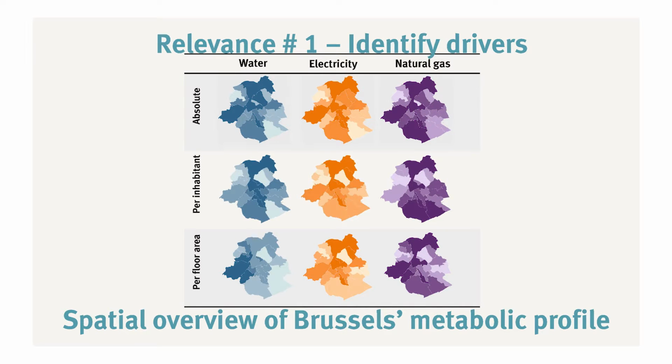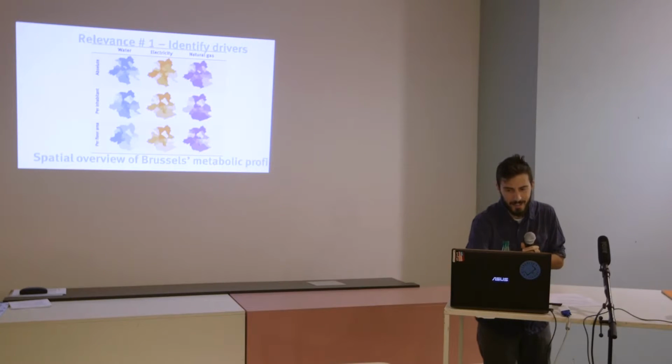On the bottom of Brussels, you have perhaps the most wealthy municipalities, and natural gas could mean heating. So these most wealthy parts of Brussels heat their big houses more. That's what perhaps it says here. Again, I'll show you after that it's not what it says. It partly says that, but it doesn't say that.